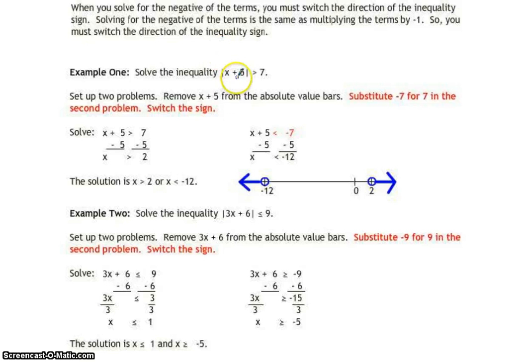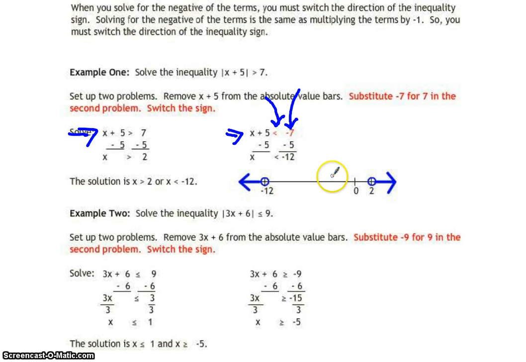if you have the absolute value of x plus 5 is greater than 7, it turns into two equations. X plus 5 is greater than 7. X plus 5 is less than negative 7. Notice that I changed the symbol and the sign for my second inequality. And then you solve them like normal.